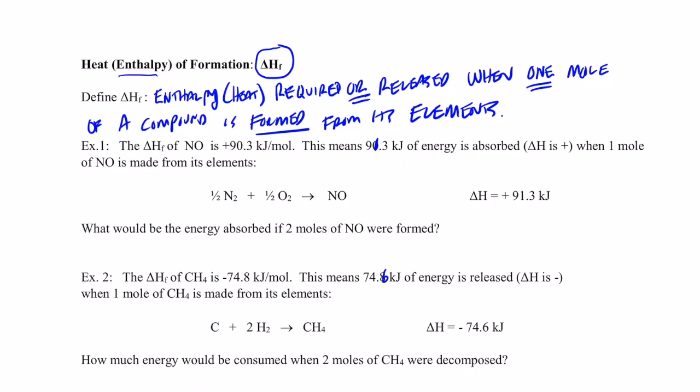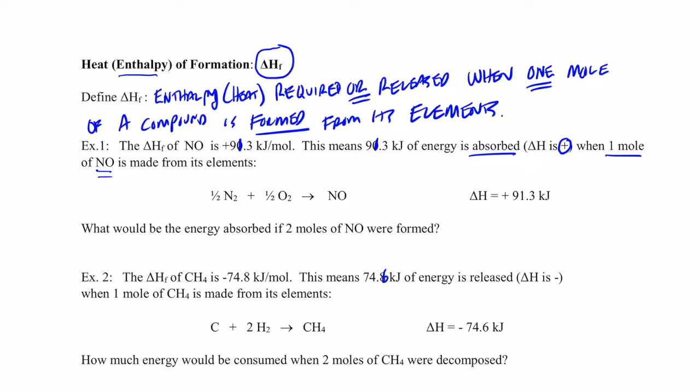Let me give you an example, and there's a small typo in your notes you're going to have to fix. The heat of formation of the compound nitrogen oxide is 91.3 kilojoules per mole. That means that 91.3 kilojoules of energy is absorbed. How do I know it's absorbed? Well, because the delta H for that process was positive. So I know it was added or absorbed from the surroundings. So 91.3 kilojoules of energy is absorbed when 1 mole of nitrogen oxide is made from its elements.